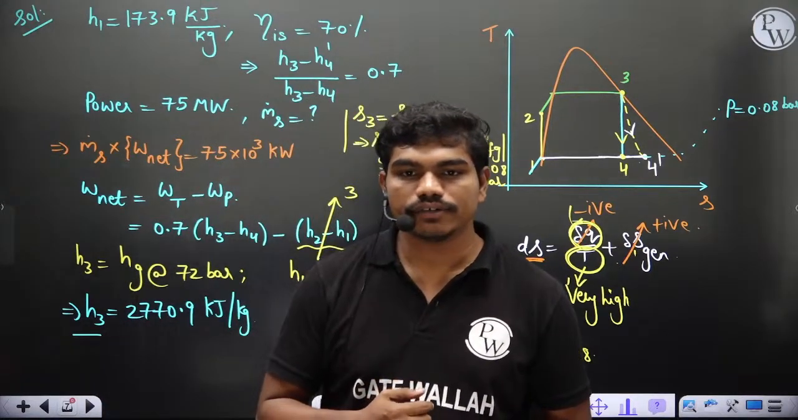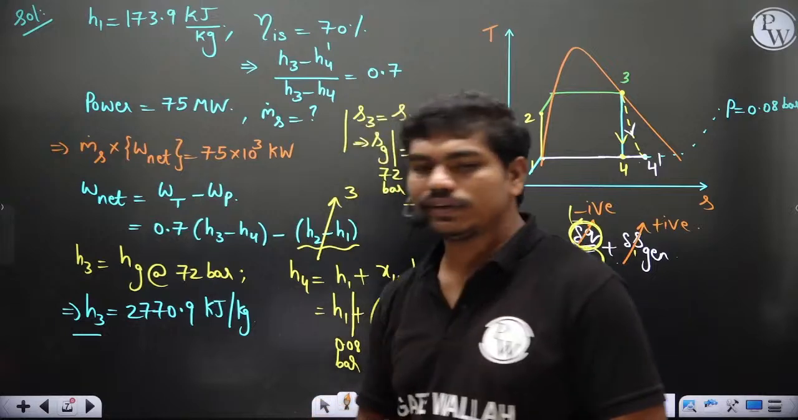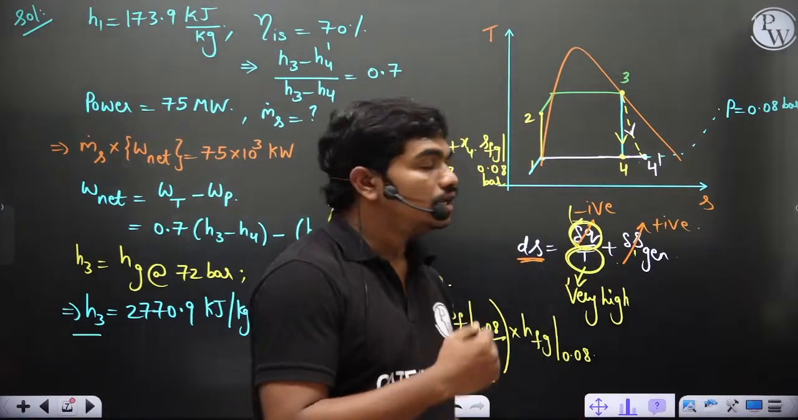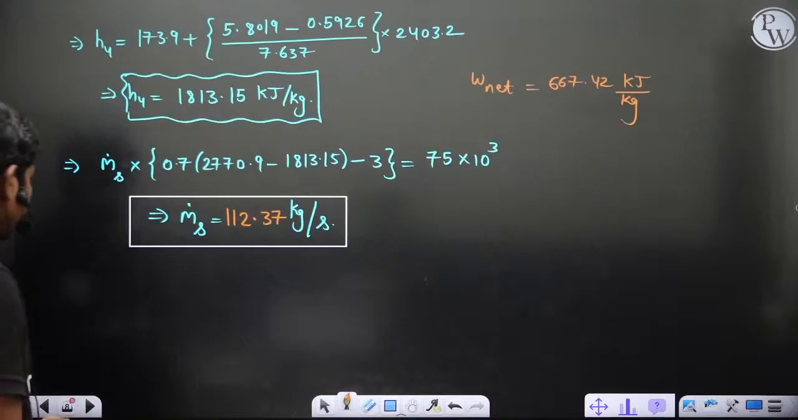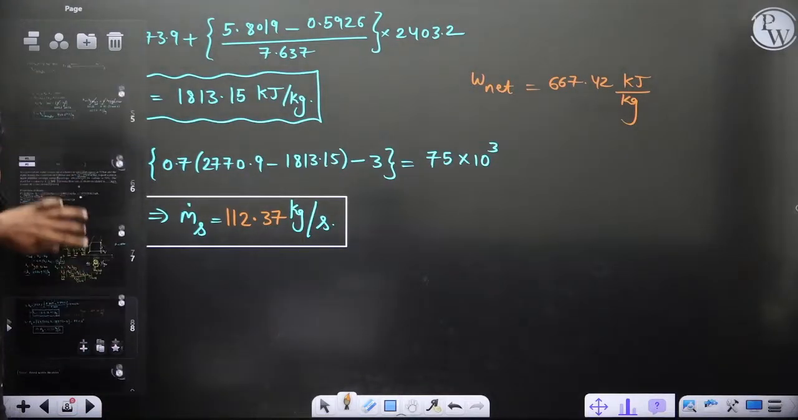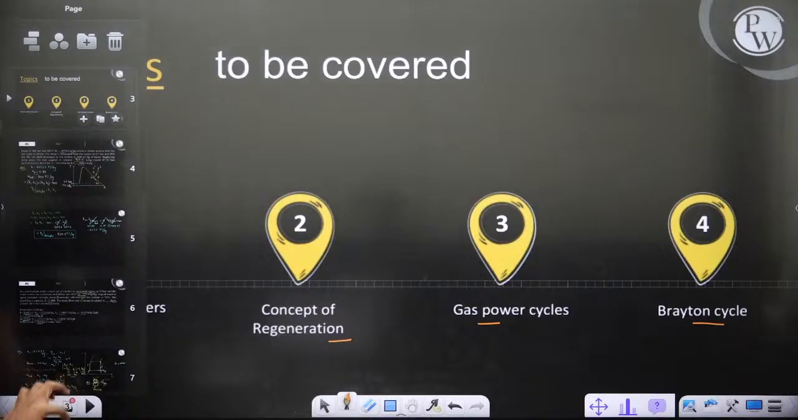Yeah, something close to 112 is good enough. Okay, fine. So these are the two questions I think we can work out. Now let's go to the next topic of today, which is feed water heaters.